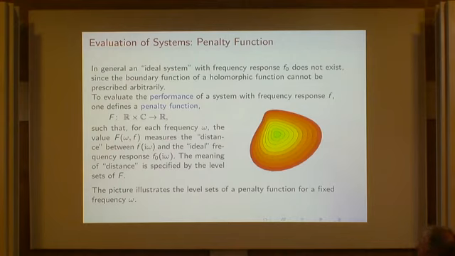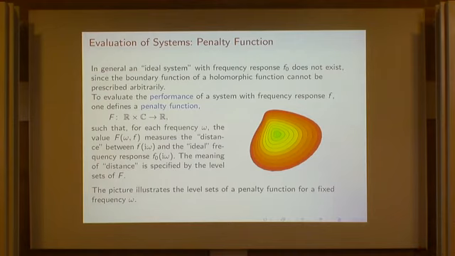But Helton had the idea that it would be much better to introduce a penalty function which estimates the performance of the system at each frequency individually and somehow arbitrarily. So look at this picture. We are talking about a fixed frequency now, and the optimal value of this frequency response is here in the middle. And green means that the penalty is very small. In the ideal case, it is 0. Then we matched this frequency response function perfectly.